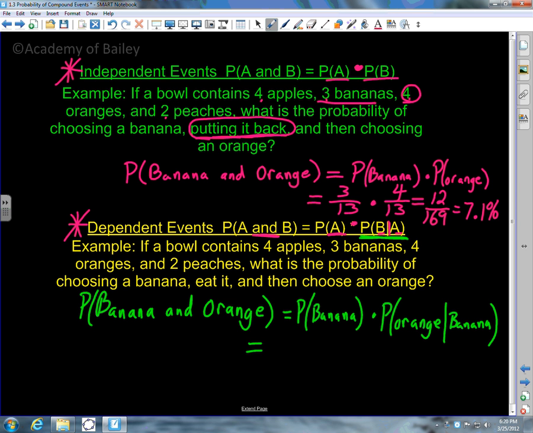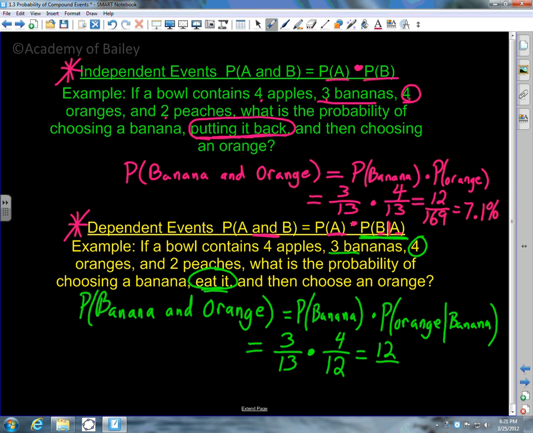And so let's look at the probabilities here. It's the same example as before: if a bowl contains 4 apples, 3 bananas, 4 oranges, and 2 peaches, what is the probability of choosing a banana, eating it? And that's the only difference from the example above. You eat it, and then you choose an orange. So you're choosing 2 pieces of fruit here. Well, the probability of a banana is 3 out of 13, and that's the same as before. And an orange, there are 4 oranges, but now pay attention. Remember, you ate the banana, so there are only 12 pieces of fruit in the bowl.